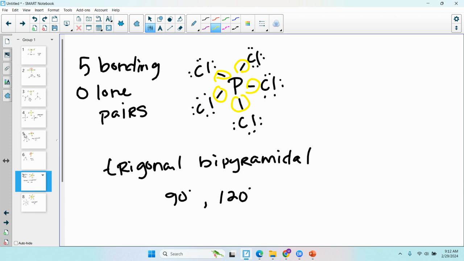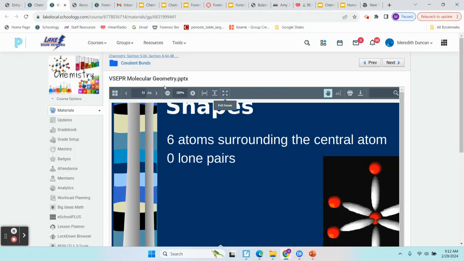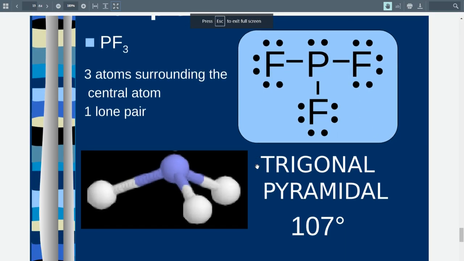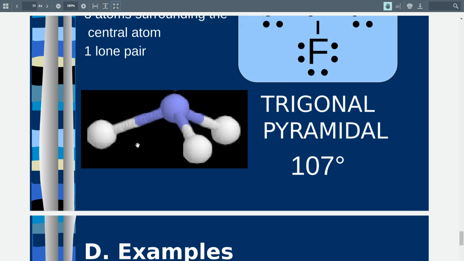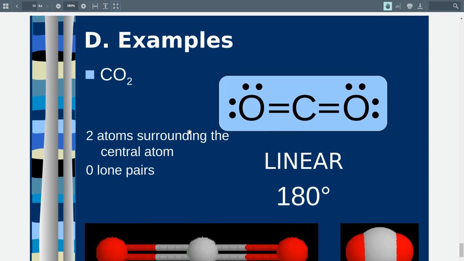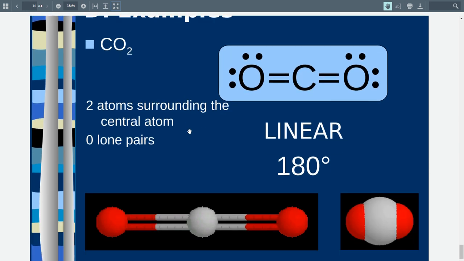Okay, so I want to show you really quickly just again some of these 3D shapes. This would be trigonal pyramidal. There would be a lone pair up here, and these 3 get shoved down just because it's not flat. It's very 2D.